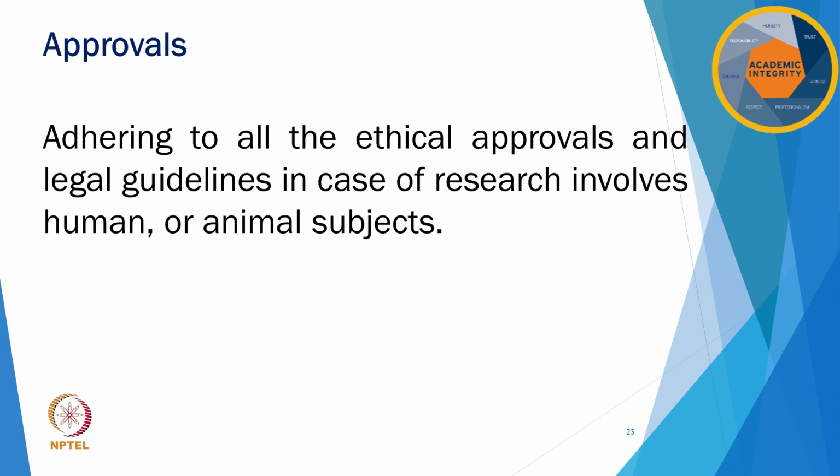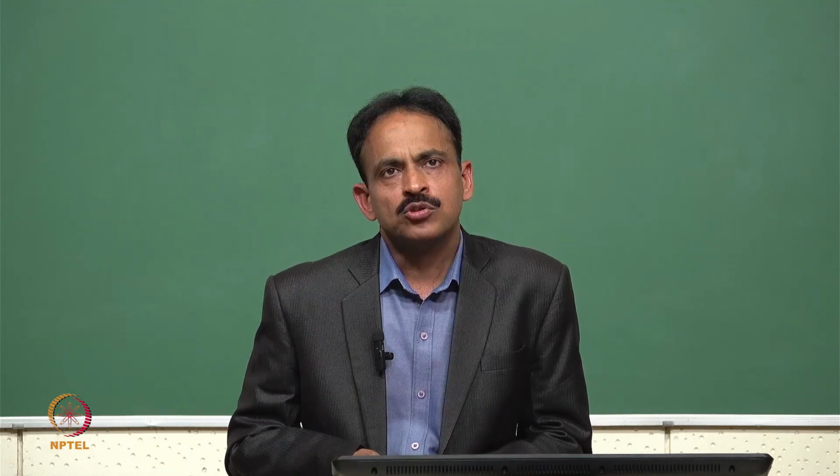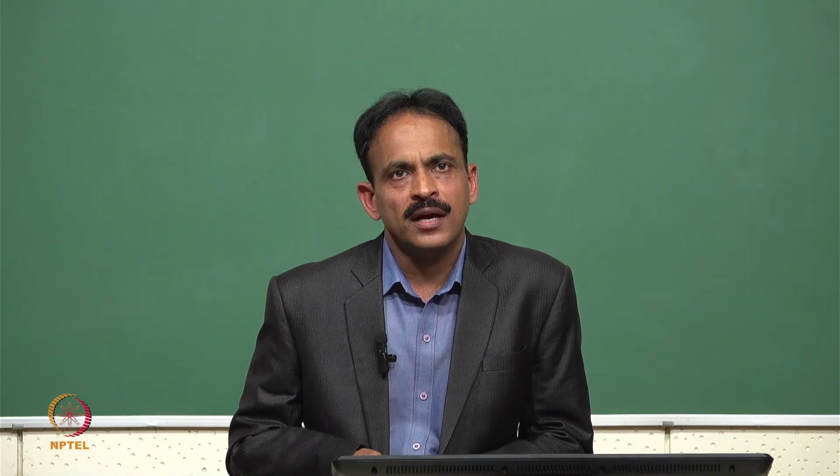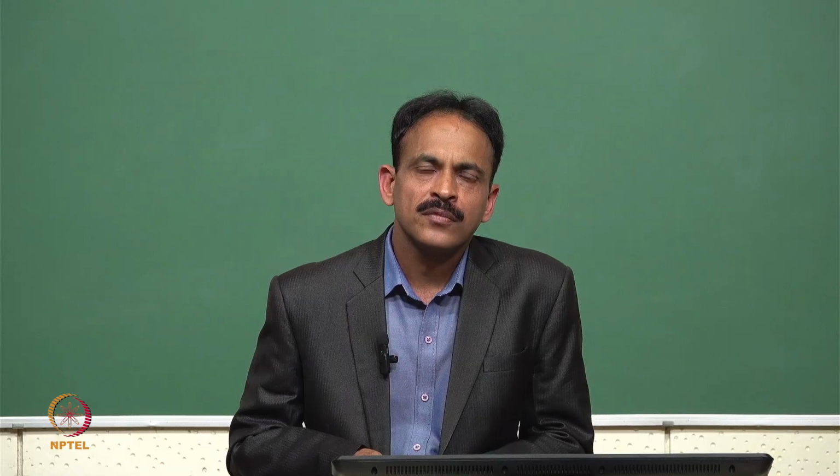Now the next type of academic misconduct is approvals. One of the most important aspects of research that involves human or animal subjects is adhering to all the ethical approvals and legal guidelines. Non-compliance with this ethical mandate is considered a serious type of research misconduct. Now let's talk about plagiarism in research in detail. As discussed, plagiarism is specifically defined as a form of research misconduct.